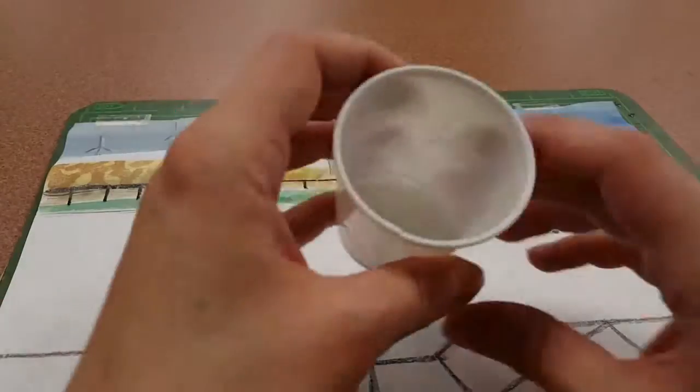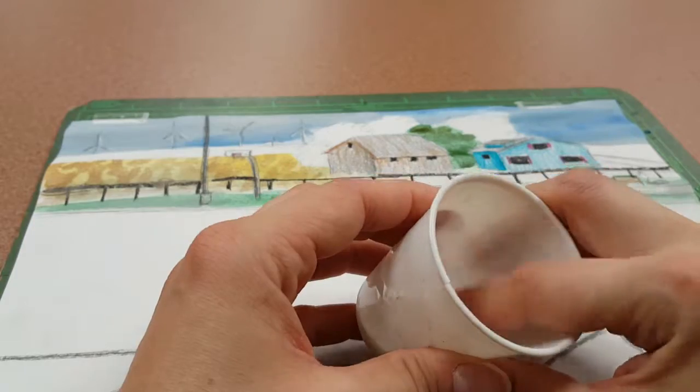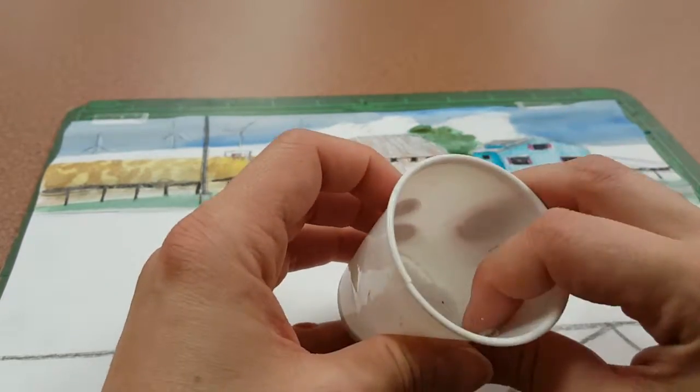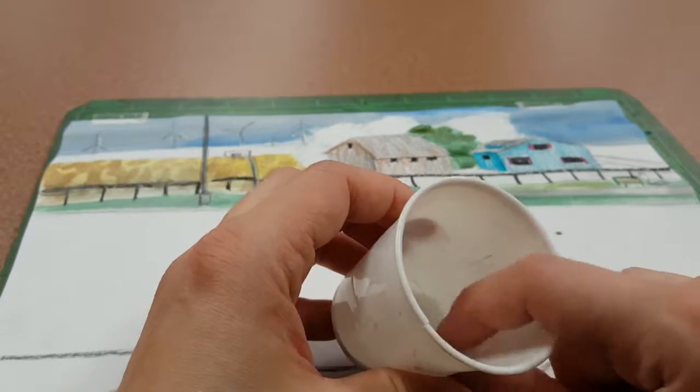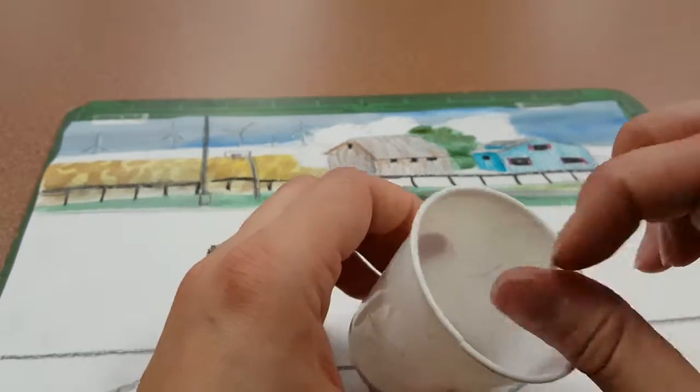And keep in mind, this is art room salt, so we don't eat it. There have been lots and lots of fingers in these cups, and they're not always clean. So be safe, use it on your art, not in your mouth.